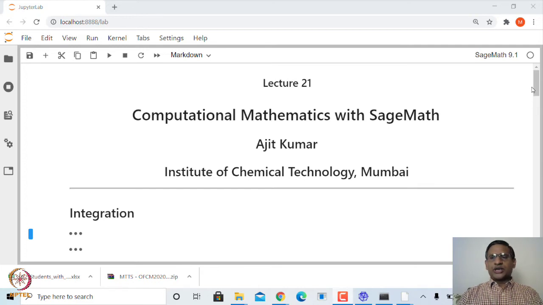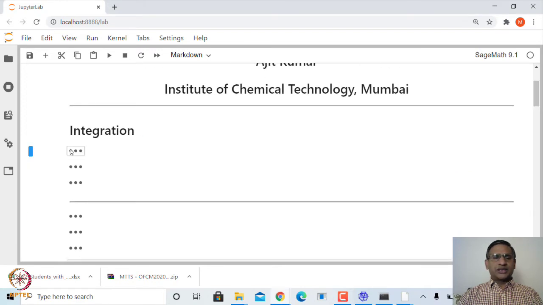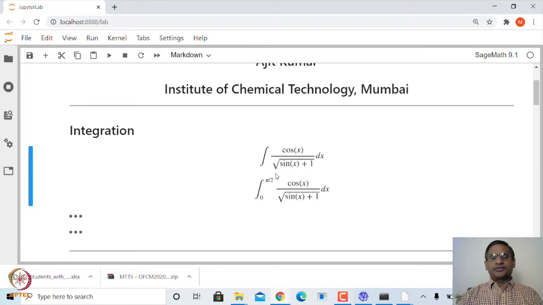So, suppose you have to find an integral of this kind: the integral of cos x divided by square root of sin x plus 1 dx, and the integral of the same function from 0 to pi by 2. This is called an indefinite integral, and this is what is called a definite integral. So, how does one find this in SageMath?